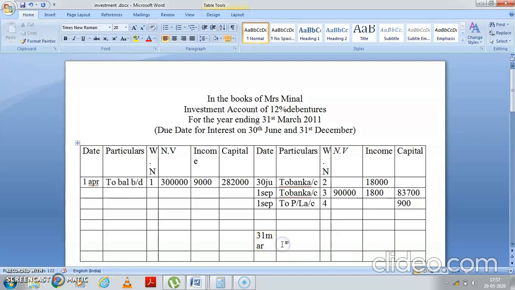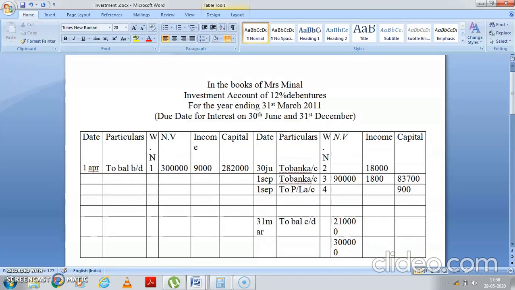Okay, students, so here it is to balance carried down. Now tell me, from this 3 lakh unit, you have sold 90,000, so your unit remaining is 2,10,000. Okay, students, the unit remaining is how much? 2,10,000. This is a smaller place, so you'll have to adjust it. So this total will come to 3 lakh, and this total will come to 3 lakhs. Am I correct?